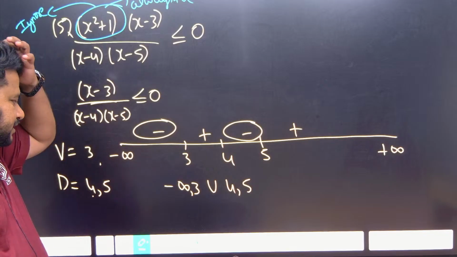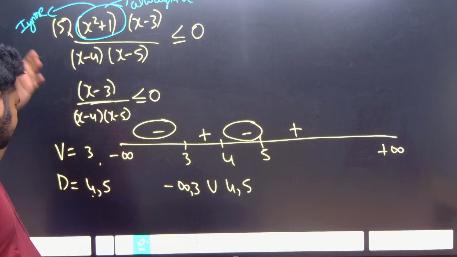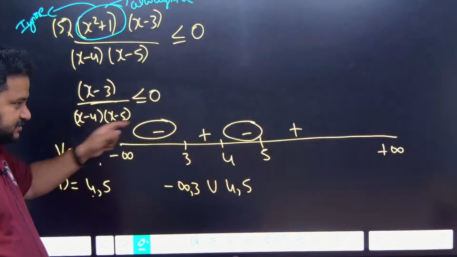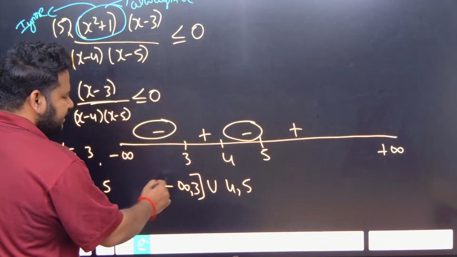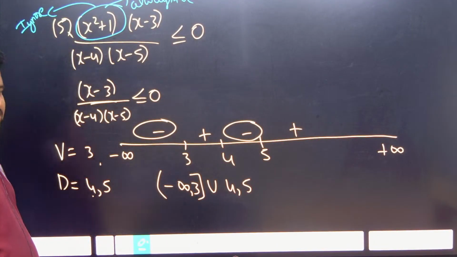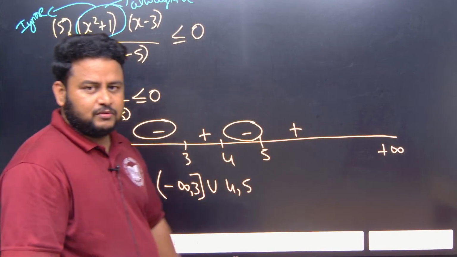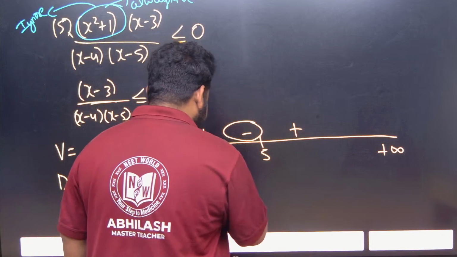Now what we can do here? Look at the vanishing points. The vanishing point is 3, only 3, and what is the inequality? The inequality is less than or equal to 0. That means since equal is coming, what should I put? This will be a closed interval. Infinity is always an open interval, and discontinuous points, like discussed multiple times now, are always open intervals.